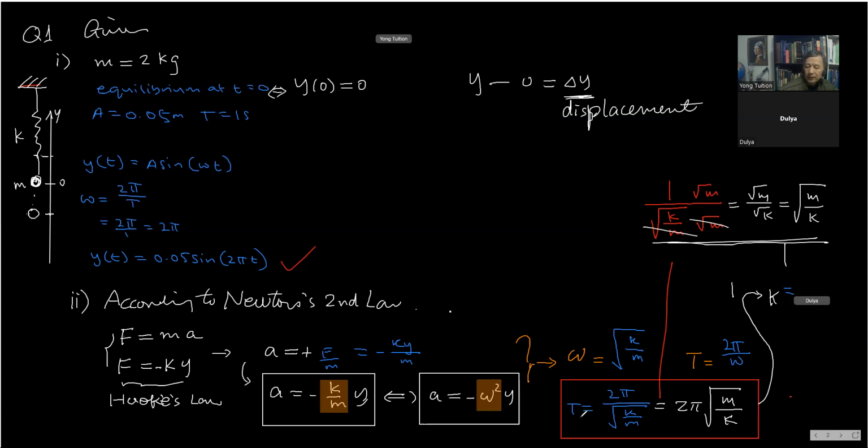This is the formula for T. No, it's squared. You have squares because you first square both sides. T squared. How about 2 pi? 2 pi must be squared. Yes, that's correct.